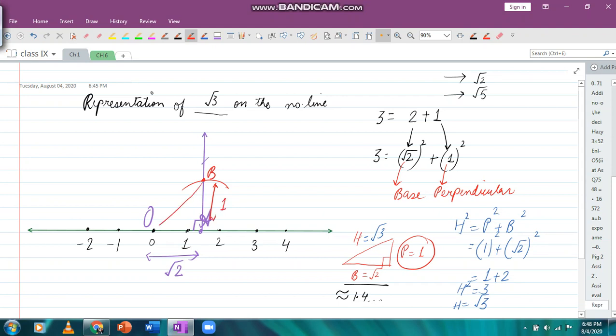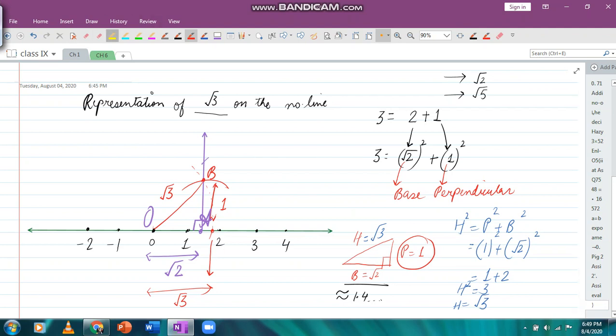And then this length of the hypotenuse will be root 3, and later I want to copy this onto the number line. So I'm just going to copy it onto the number line, and somewhere here I'm going to obtain a point which represents root 3. So starting from 0 up to this point over here, this will be root 3, and this is what I'm going to do on the number line.